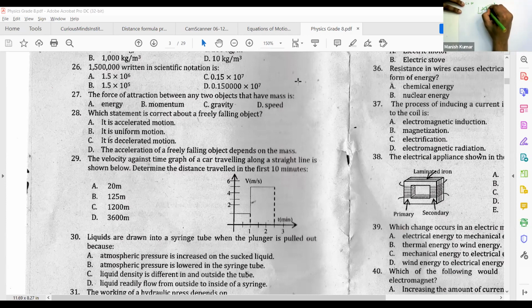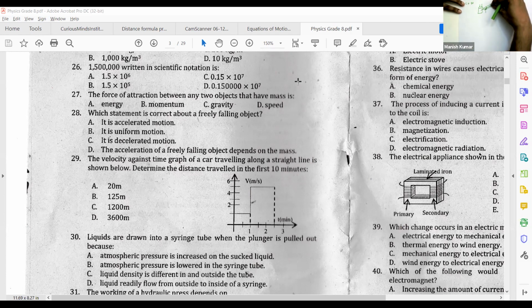So you look at the plunger. So this is the plunger. When you lift this up, there is a vacuum getting created over here. Because of this vacuum, the pressure is lower here, and there is atmospheric pressure outside. So because the pressure is lowered here, the atmospheric pressure will push the liquid from the container into the syringe.